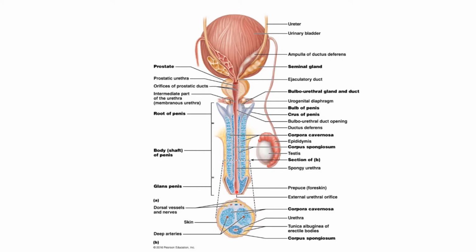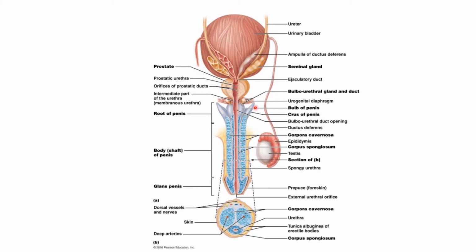The semen is basically a combination of both sperm and secretions produced by the accessory glands such as the prostate gland, the seminal vesicle gland, and the bulbourethral gland. So ejaculation is actually under sympathetic control. So we said erection is under the control of the parasympathetic nervous system. Ejaculation, on the other hand, is under the control of the sympathetic nervous system.